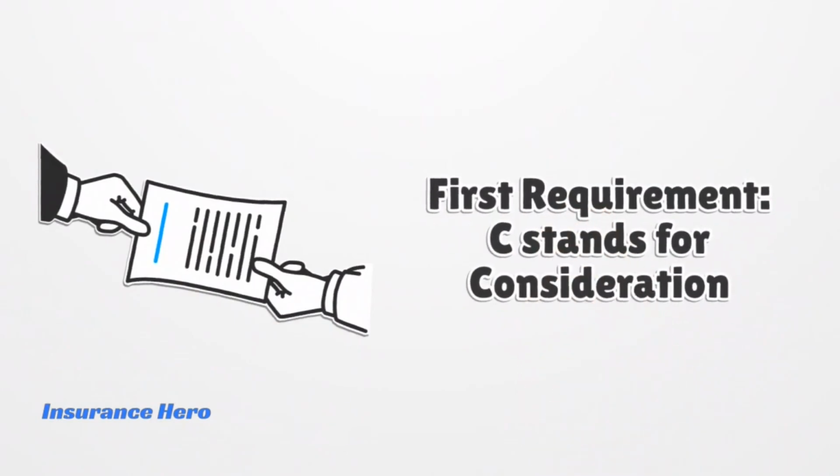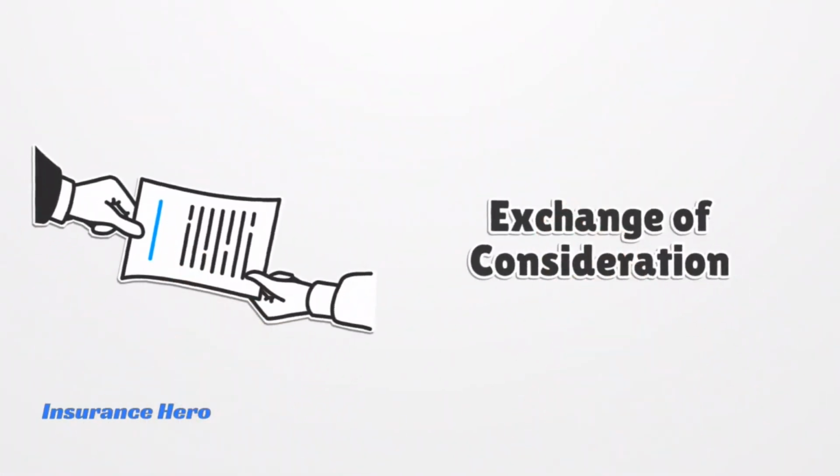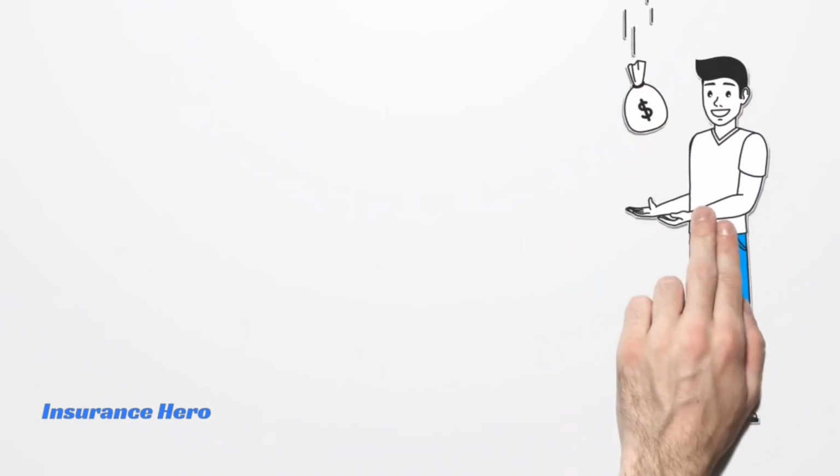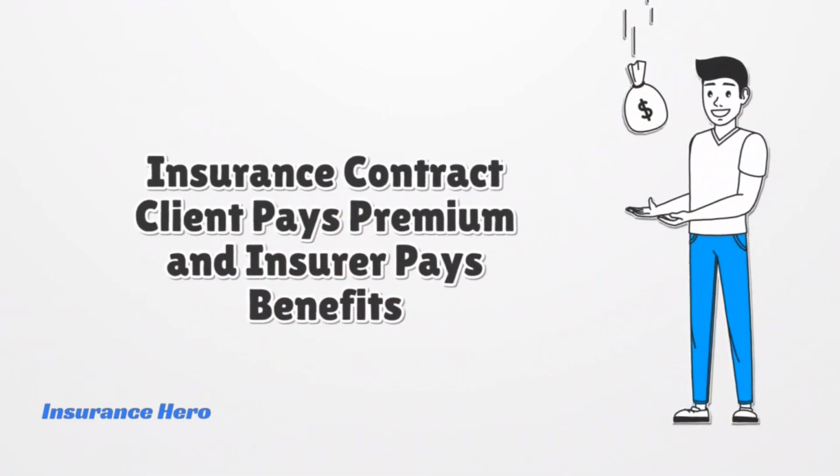The first requirement, represented by the letter C, is consideration. Consideration means that both parties must exchange something of value. In an insurance contract, the insured pays a premium, and the insurer promises to pay benefits if a covered loss occurs. So an exchange of premium for a promise.